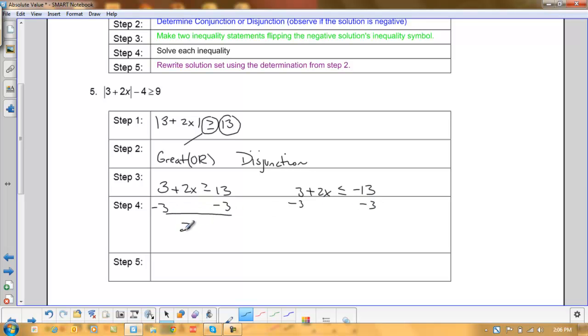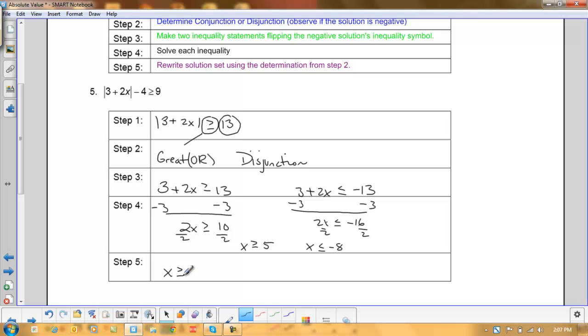I get 2x greater than or equal to 10, and 2x less than or equal to negative 16. Divide both sides by 2, and I get x is greater than or equal to 5, and x is less than or equal to negative 8. Now, because it's a disjunction, I will connect these with an or statement.